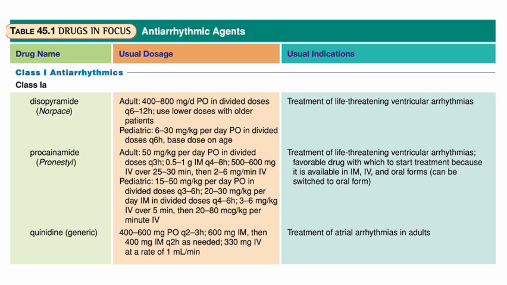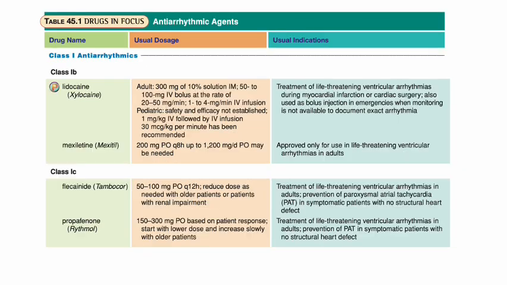Then class 1B, like lidocaine and mexiletine. And then we also have class 1C antiarrhythmics like Tambocor and Rythmol. For the rest, kindly go over them closer when you get your PLP copy.